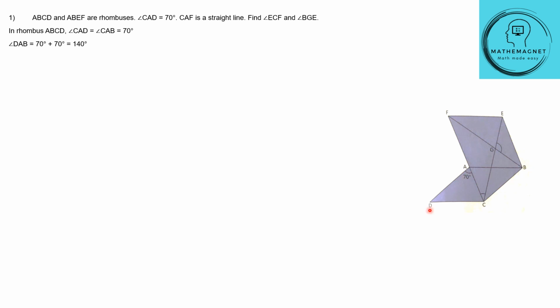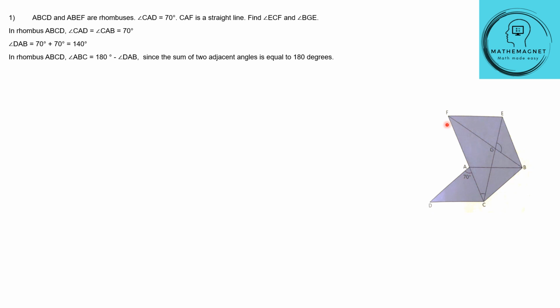Now angle DAB will be equal to 70 plus 70, which is equal to 140. Now the entire angle DAB will be equal to 140 degrees. Now in rhombus ABCD, angle ABC will be equal to 180 minus 140, since these two are adjacent angles, so the sum of these two adjacent angles is equal to 180 degrees.